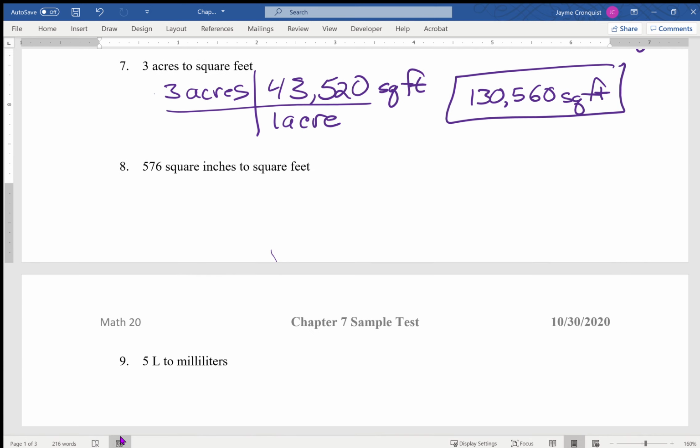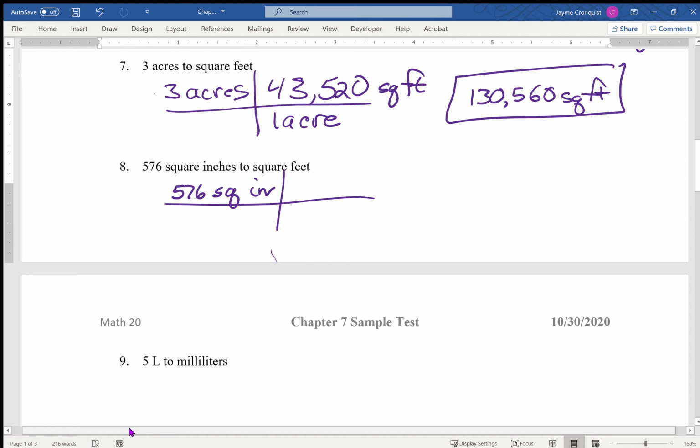Number 8. 576 square inches. We want to convert that to square feet. We know that in 1 square foot, we have 144 square inches. So this is going to be 576 divided by 144. So that's 4 square feet.